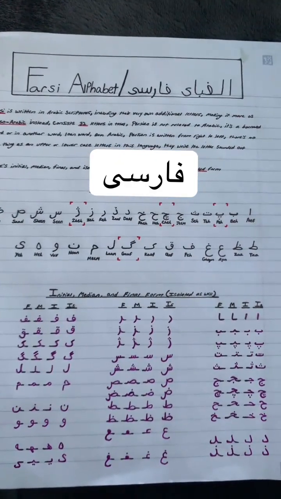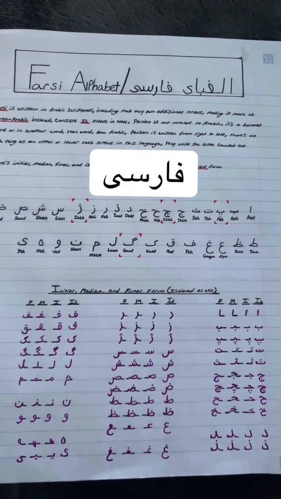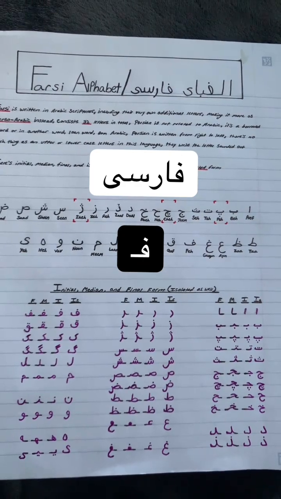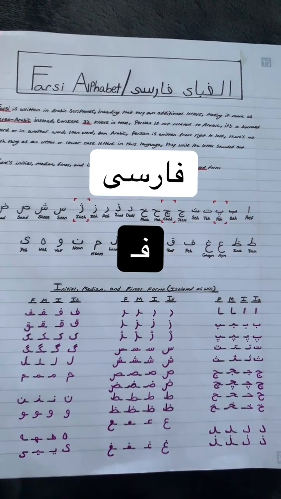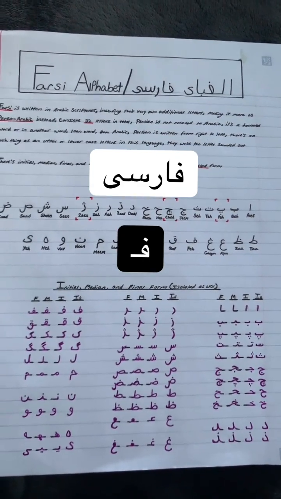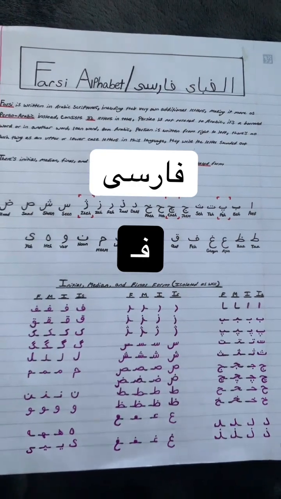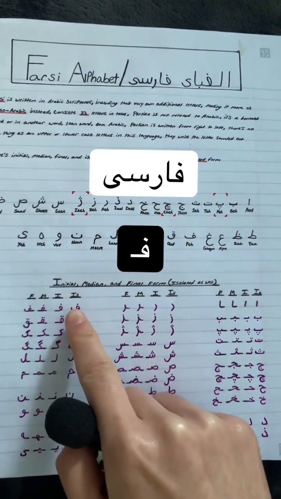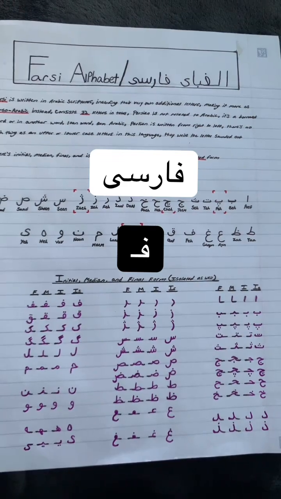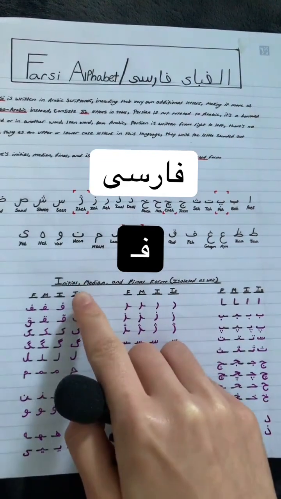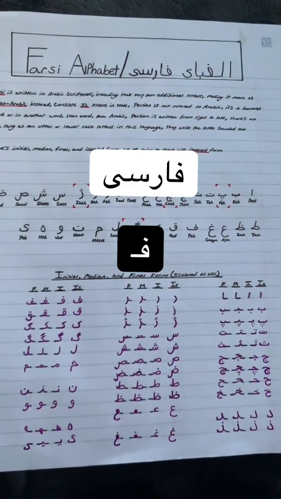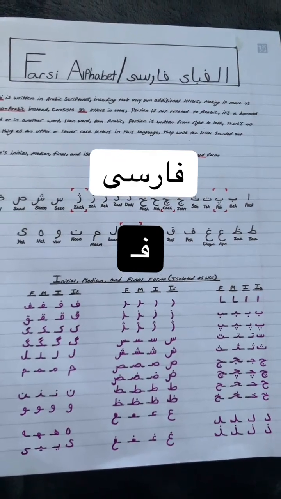Alrighty, so the first letter is fe, and as you can see, it's not isolated, but instead it's the initial form. See, when you look at fe as an example, the isolated versus the initial. Isolated, initial. So it's pretty much like that.